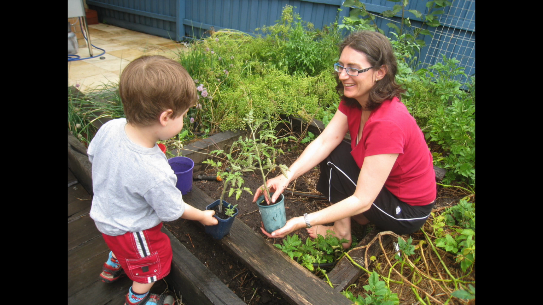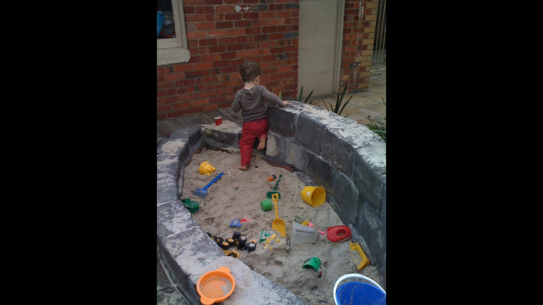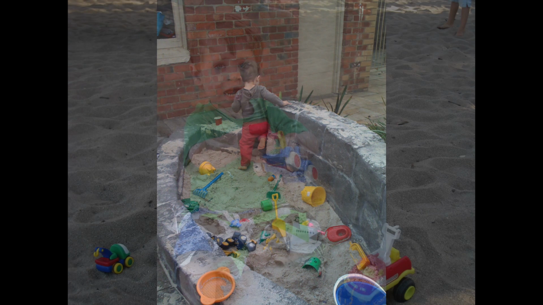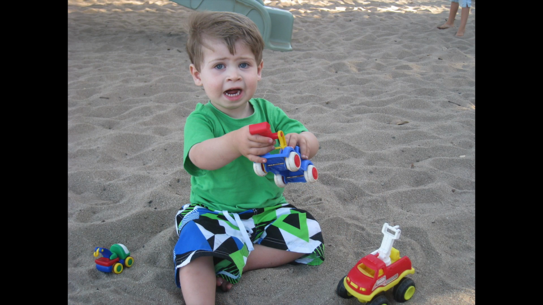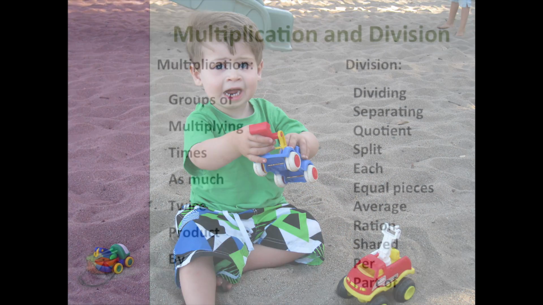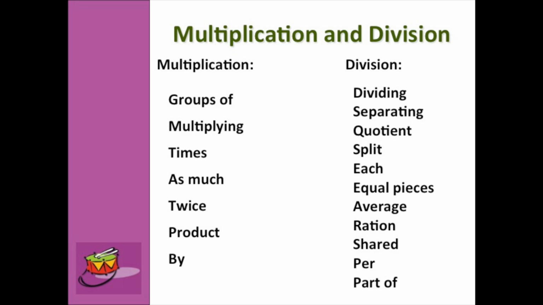But once you identify them, then you can start using this language in your everyday life and as part of your everyday routine. And that way the children have a very good understanding of the mathematical language and start to understand those mathematical concepts. Multiplication and division are concepts which are generally taught to a much older child, generally around about 8 to 10 years of age.